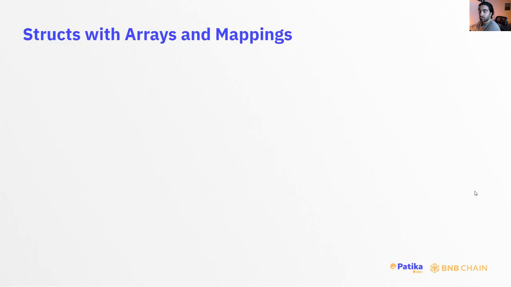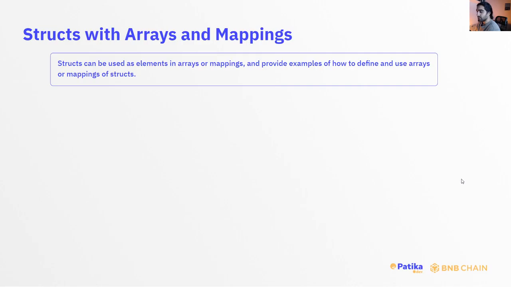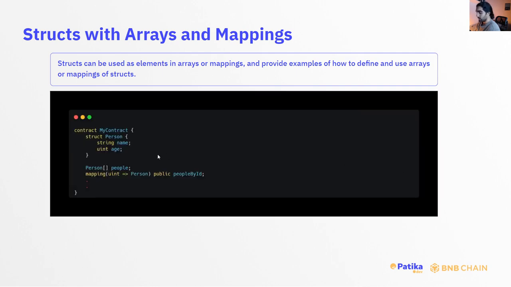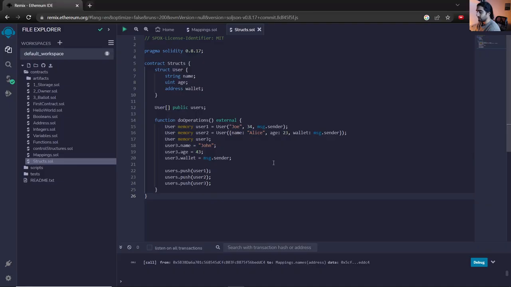So structs with arrays and mappings. We'll have a code example and understand this better, but let's see the theoretical part first. Structs can be used as the elements in arrays or mappings, and I'll provide examples of how to define and use arrays or mappings of structs. So here we have a struct and we have an array called people, and we want to use this struct in a mapping, and we also want to have this struct as a person. In the mappings video we had something like that, and they are generally used together. So let us see some code and understand it in a better way.